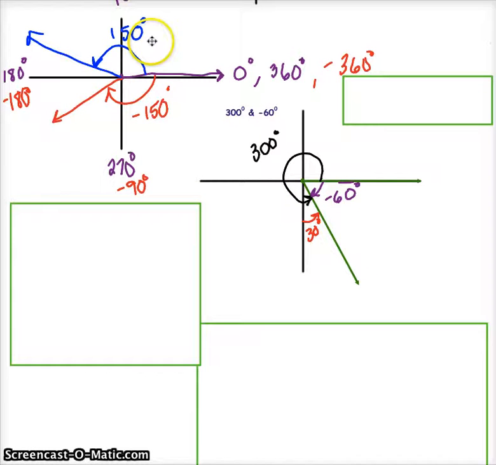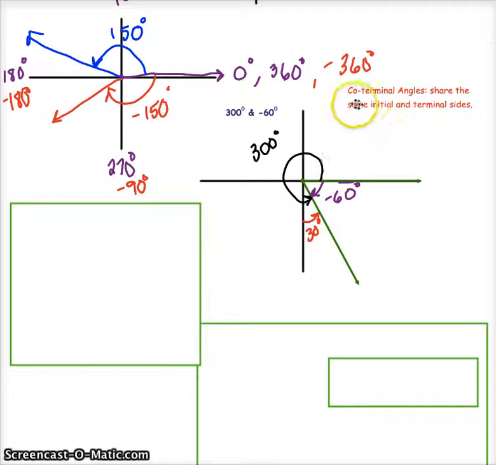Now, when we drew positive 150 and negative 150 earlier, the terminal sides were not in the same position. But in this case, they are in the same position. So I want to introduce some new terminology to you, and that new terminology is something called coterminal angles. Coterminal angles are angles that share the same initial and the same terminal sides, as in this case right here. What I'd like for you to do now is to draw a new X and Y axis and sketch 210 degrees in standard position.